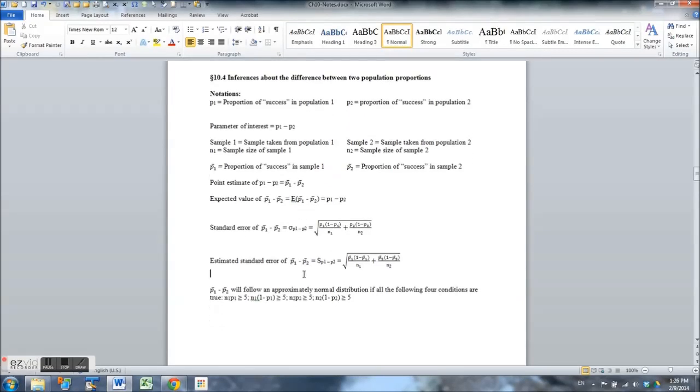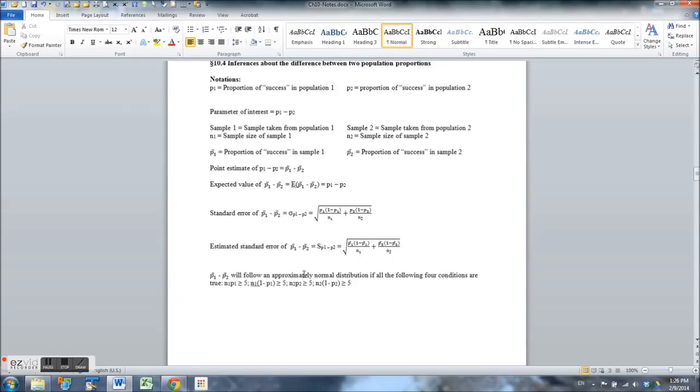And now we are ready to construct a confidence interval, and we want to be able to use the normal distribution for this. In order for us to be able to use the normal distribution, we need to make sure that the sample sizes are large. And therefore, we need to make sure that these factors are all greater than or equal to 5. So you take the first sample, N sub 1 times P bar sub 1 and N sub 1 times 1 minus P bar sub 1, they both must be greater than or equal to 5. The same must be true for the second sample, N sub 2 times P bar sub 2 and N sub 2 times 1 minus P bar sub 2. Both must be greater than or equal to 5.